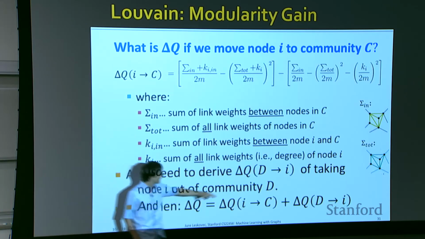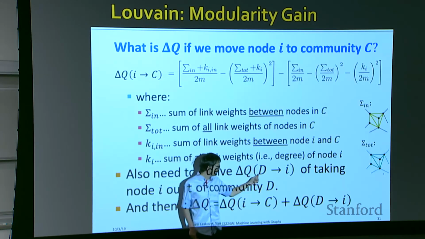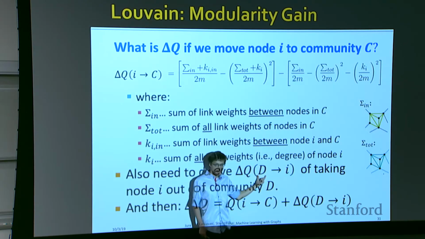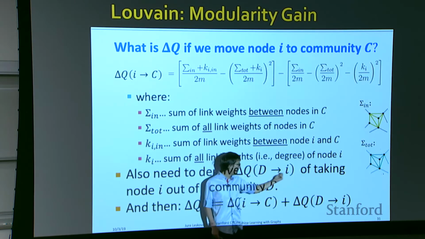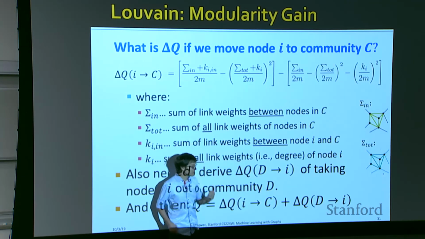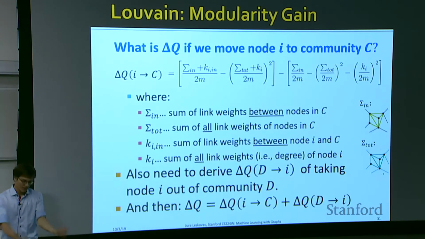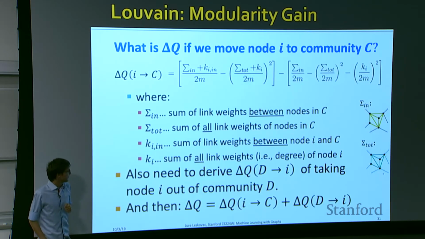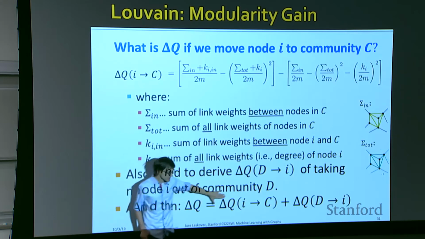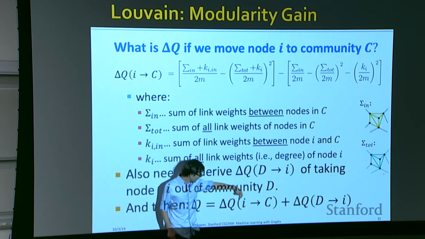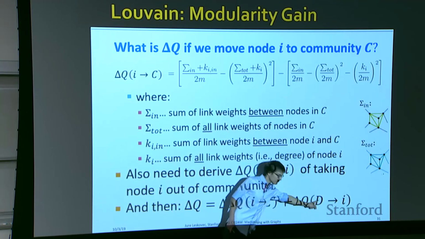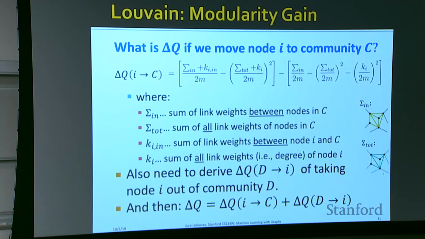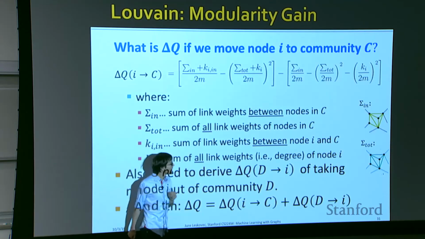What I also need to derive is the other side, which is how much will modularity change if I take node I and move it out of the current community, right? Because right now node I is a member of D. I take I out of D and put it into C. So I need to account for this change twice, right? Taking it out and then putting it in. And this is only 1/2. This is only the putting it in part, right? And then the delta Q is the sum of how much modularity changes when I take node I out of D and put it into C. Okay? That's the idea.